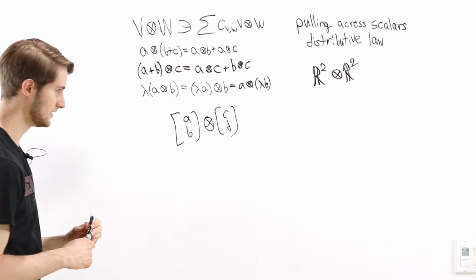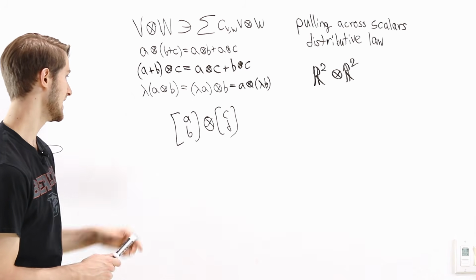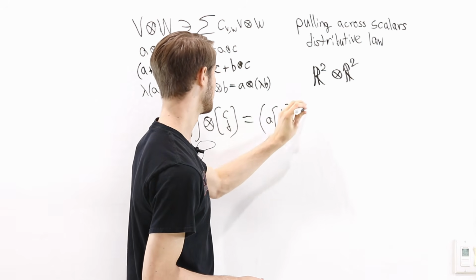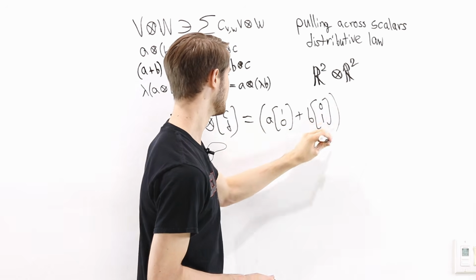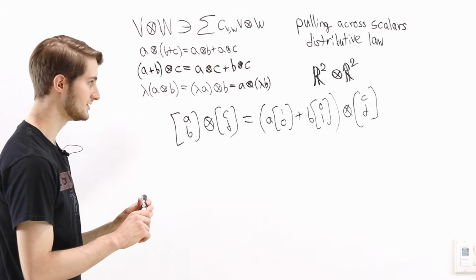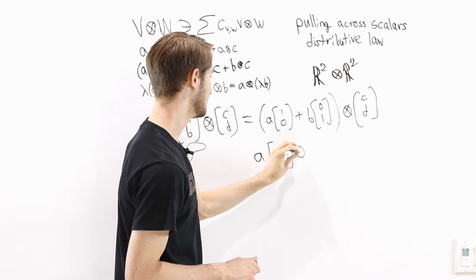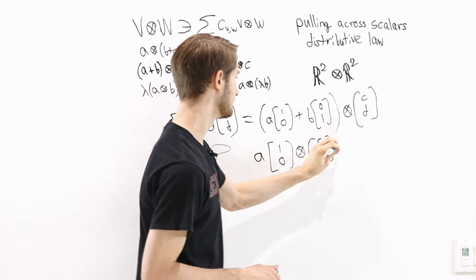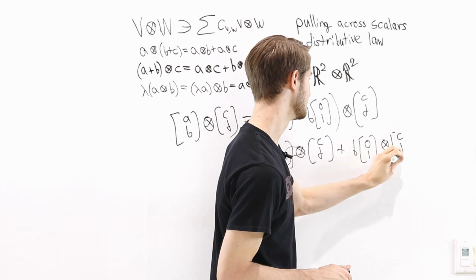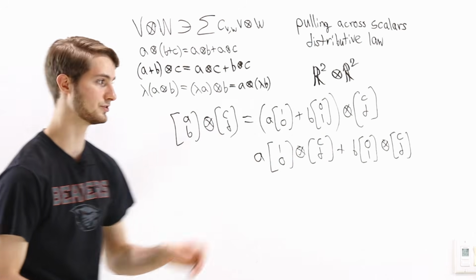What I'm going to do is leave (c, d) the way it is, and I'm just going to distribute out (a, b). So we can write (a, b) again as a(1, 0) plus b(0, 1). And this is tensor (c, d). Now if we distribute this out, we're going to get a times (1, 0) tensor (c, d) plus b times (0, 1) tensor (c, d). So we've only distributed on the left side and left the right side exactly how it is.